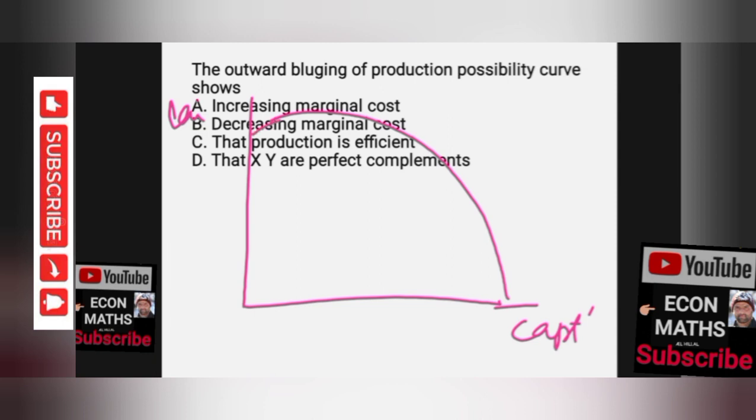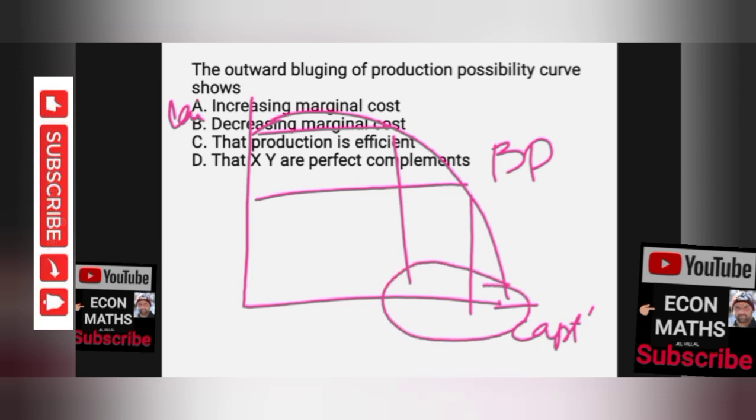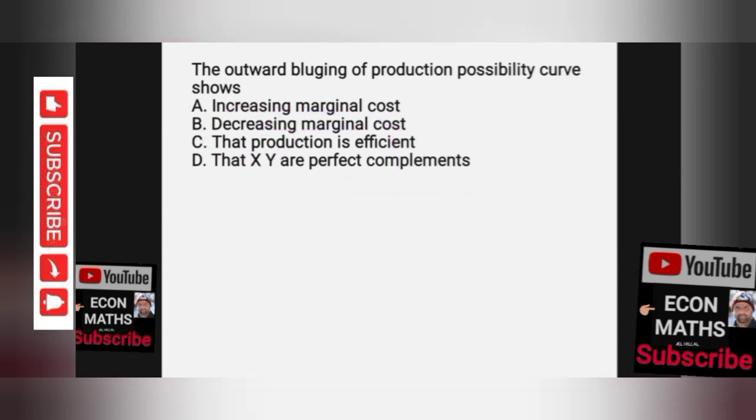This concavity of this PPC is because of the increasing opportunity cost. That means we have to sacrifice more units of one output for one additional unit of the other. Or I can say we have to sacrifice more factors for one additional increase in the factor. So there is increasing opportunity cost. Here it says the increasing marginal cost.